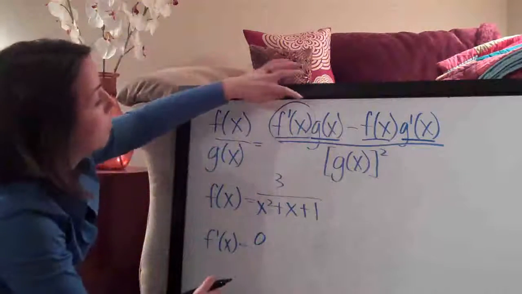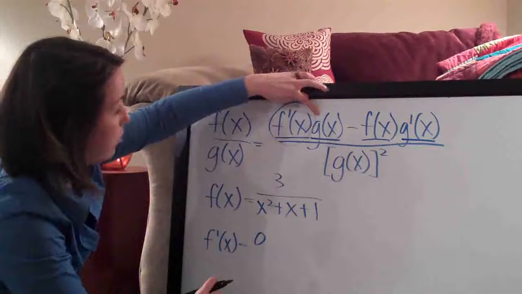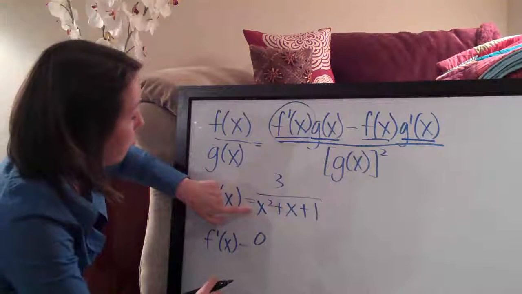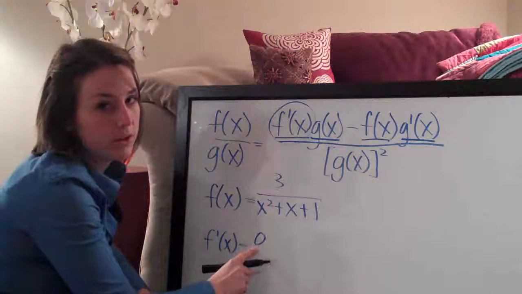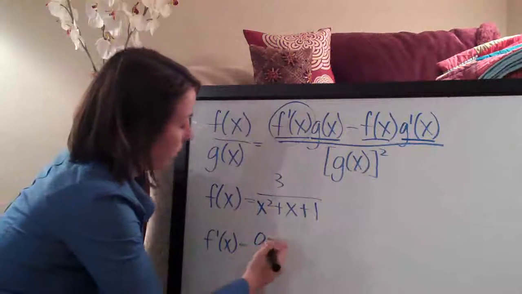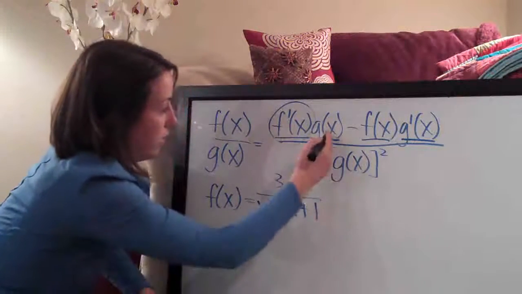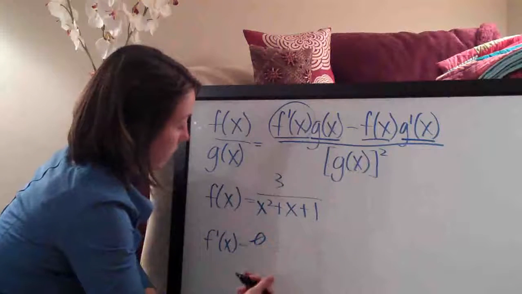And then we would multiply it by g of x, which is the bottom, so we would multiply it by x squared plus x plus 1. But since we've got 0 here, we know that that's going to cancel, so we don't need to write out x squared plus x plus 1 for g of x, so we're just going to leave that alone.